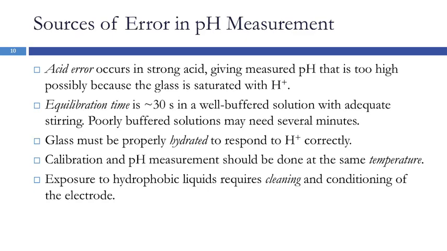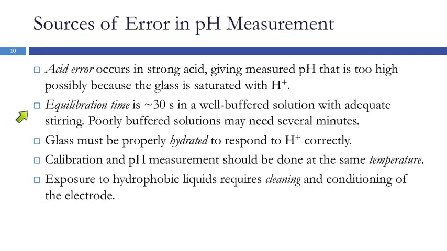An acid error happens at the other end of the pH scale. If you're measuring a strong acid, the measured pH may be too high. One possibility for that happening is that the glass becomes saturated with hydrogen ions, so basically it maxes out and it just can't change its potential in response to the hydrogen ions anymore. And so the pH will go down to a certain level and then it won't go any lower. So your pH may be higher than it should be.